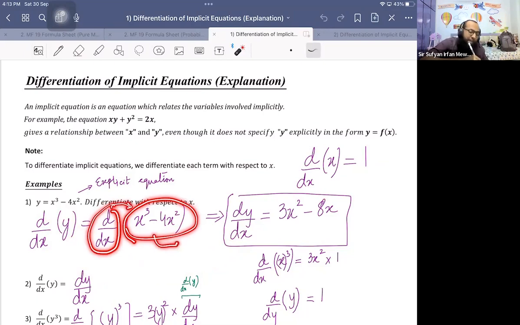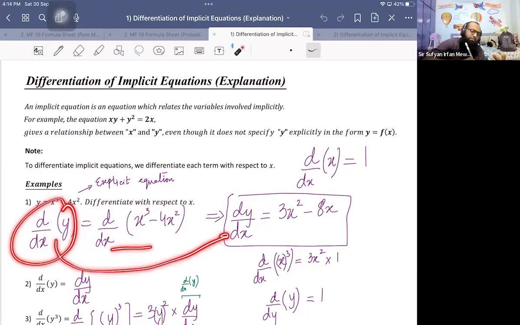But on the left side, as there was nothing inside y, there was no x involved. There was only y. And it could not be differentiated. So d upon dx, the operator, the instruction of being differentiated, we are giving an instruction of differentiating, right? So d upon dx when applied on y could not be differentiated. So d upon dx remained and y got attached to it. So that is why from here we used to get dy by dx, and this particular thing was differentiated to give us 3x squared minus 8x.